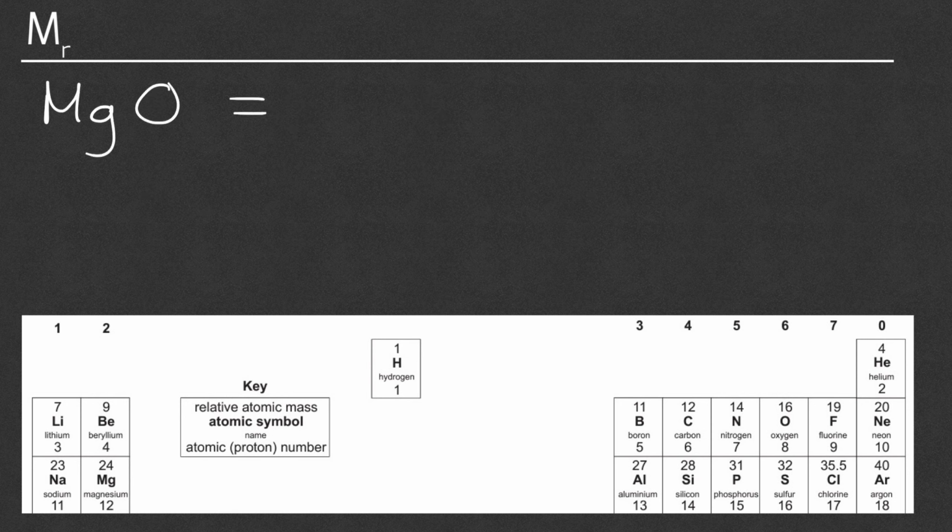If we were looking at magnesium oxide and we wanted to find its relative molecular mass, we would need to add together the relative atomic mass of magnesium and the relative atomic mass of oxygen. So magnesium has a relative atomic mass of 24, and oxygen has a relative atomic mass of 16. So to work out the relative molecular mass of magnesium oxide, we would do 24 plus 16, which would give us a final answer of 40.